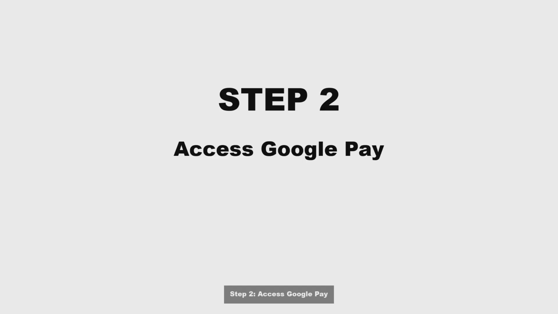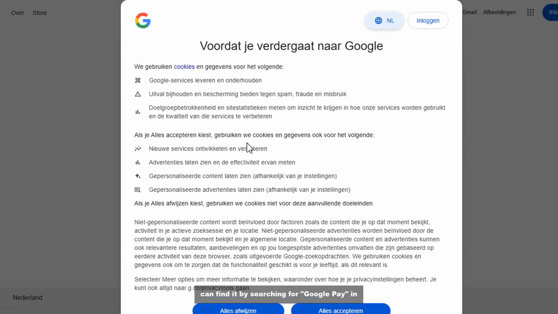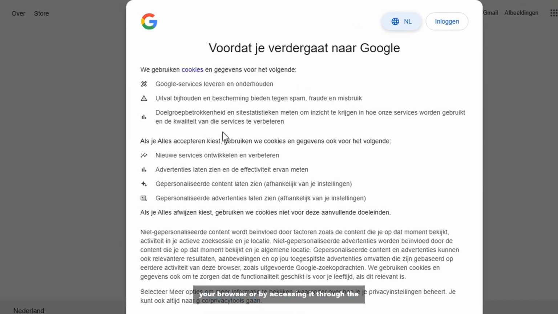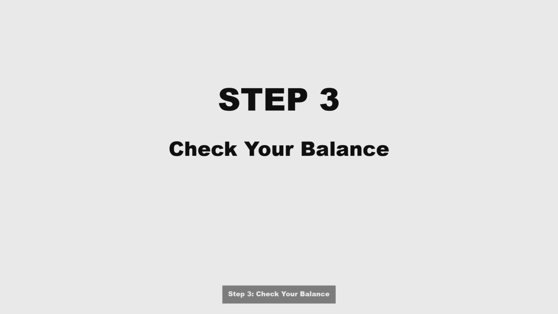Step 2. Access Google Pay. Once signed in, navigate to Google Pay. You can find it by searching for Google Pay in your browser or by accessing it through the Google Apps menu. Step 3. Check your balance.